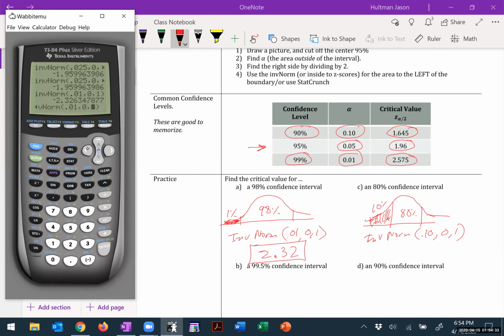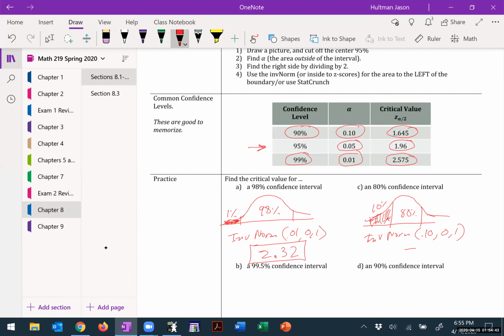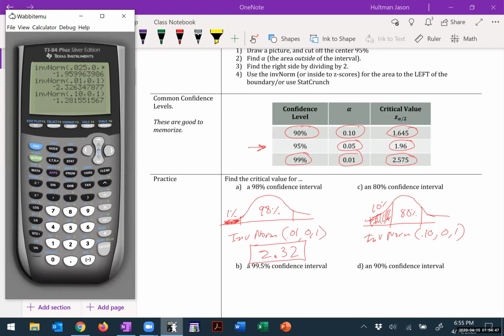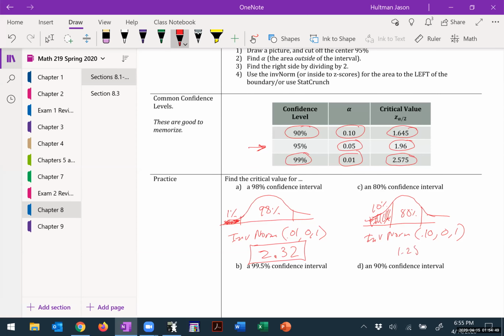Okay. And I'm going to go 0.1 this time. And I get negative, oops, not negative. 1.28. I'm just going to leave it like that. It's positive 1.28. These z-scores are always positive. Okay, always positive.